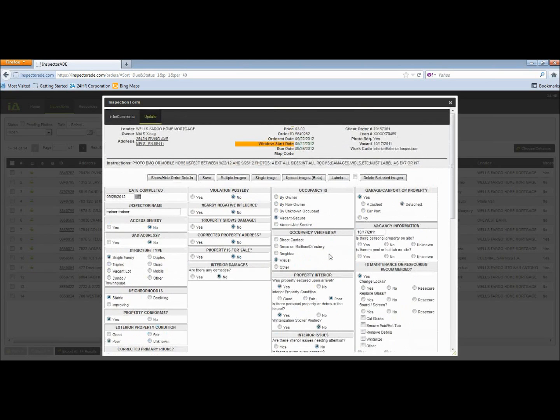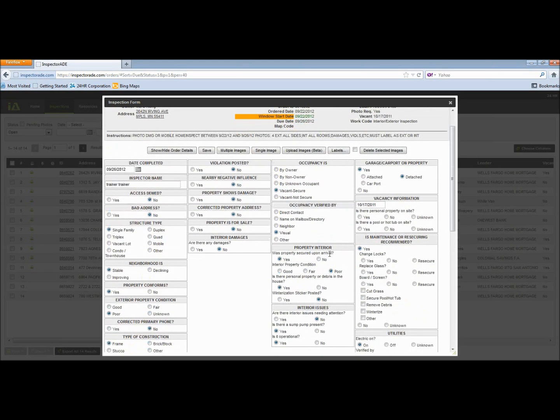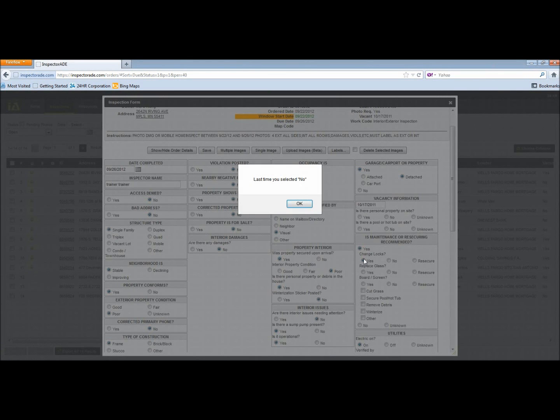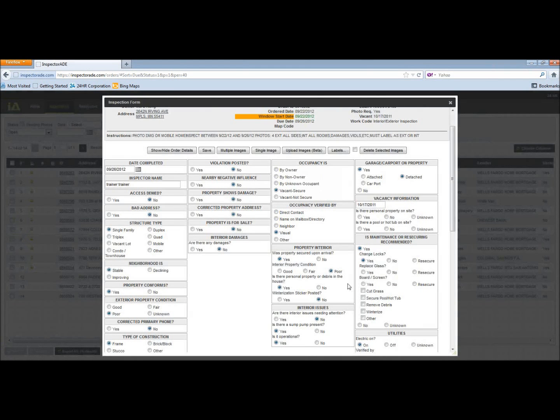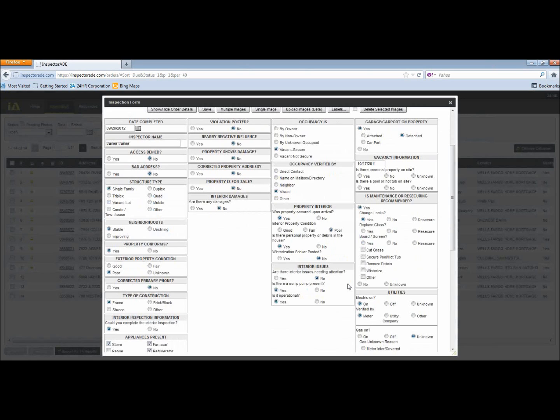If you came to a house that was an interior-exterior and you could not get in because your keys didn't work, then they obviously need to change the lock, so you'll hit yes. And you keep turning that inspection in as yes until you can get into that house. And again, these are the same questions that were on the other form.